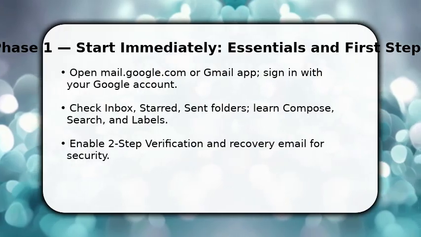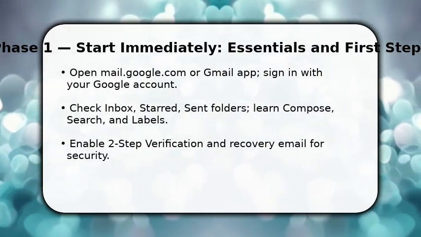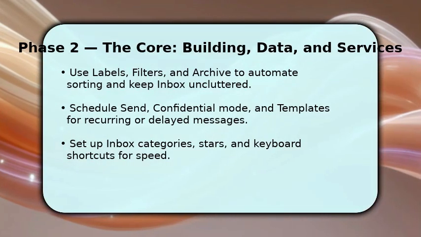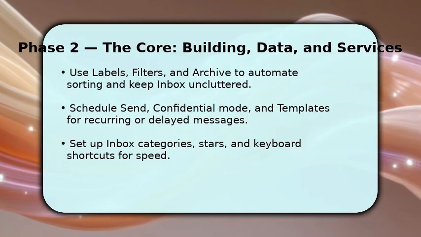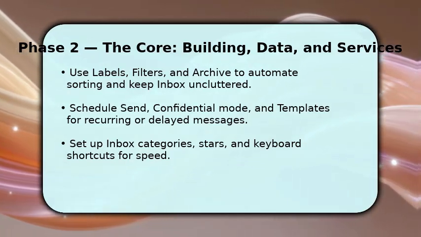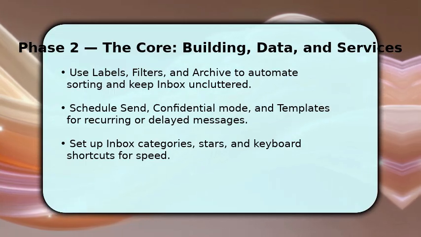Now focus on the middle steps that make Gmail powerful. Create filters to auto-label, archive, or forward specific senders. This reduces manual work. Use templates for repeated messages and schedule send when timing matters.